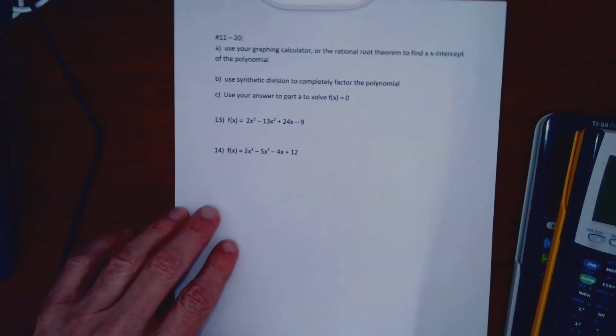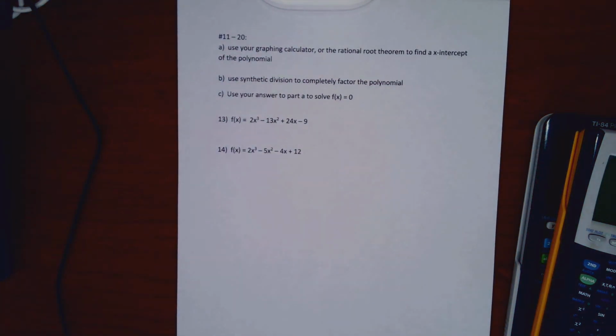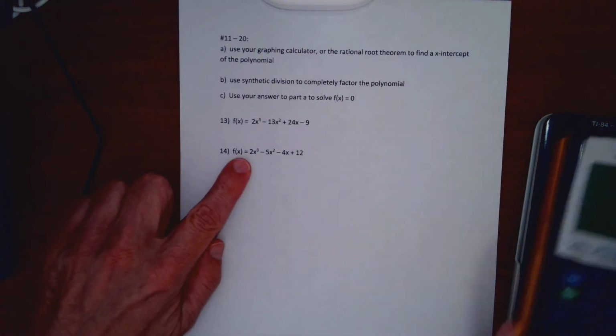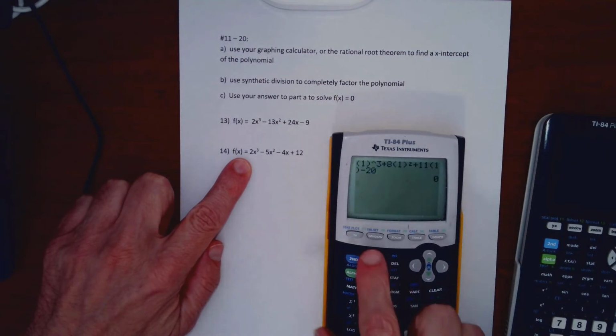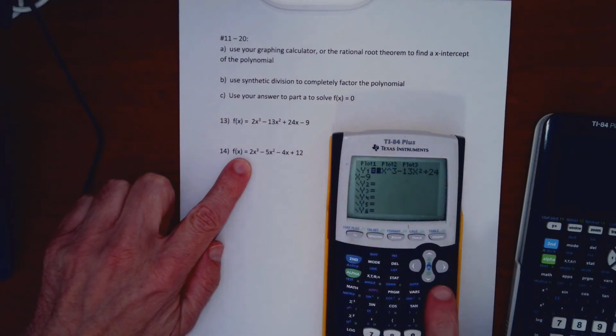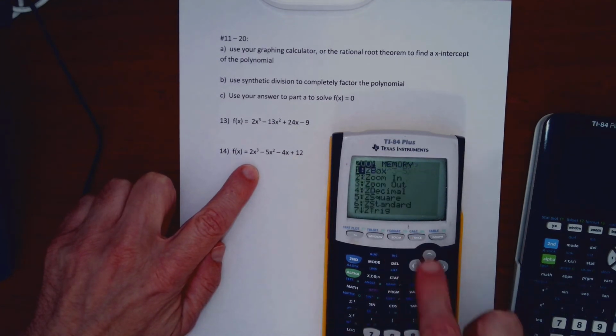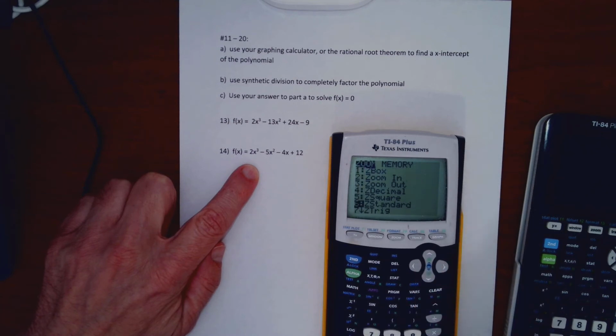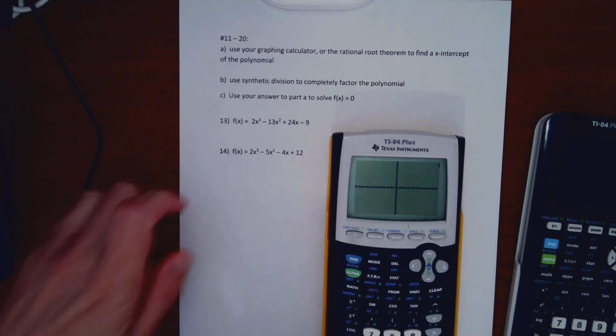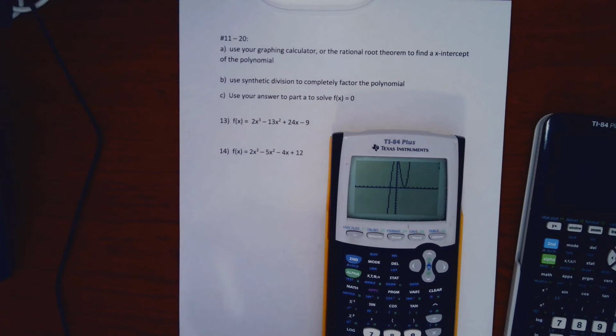So, problem 14, I'm going to start and I'm going to graph 2x cubed minus 5x squared minus 4x plus 12. I think this calculator is just working better right now. I'm going to zoom standard it because I don't know what this window was set for. And if by glancing at the graph I can figure out an x-intercept, I'm good.